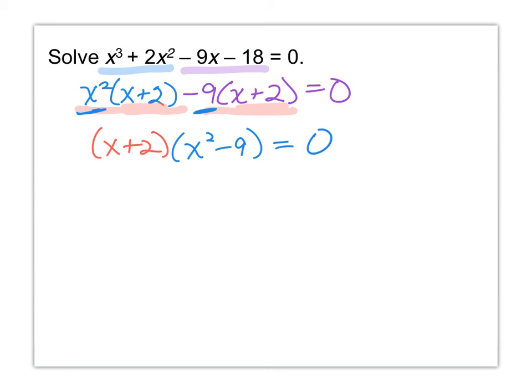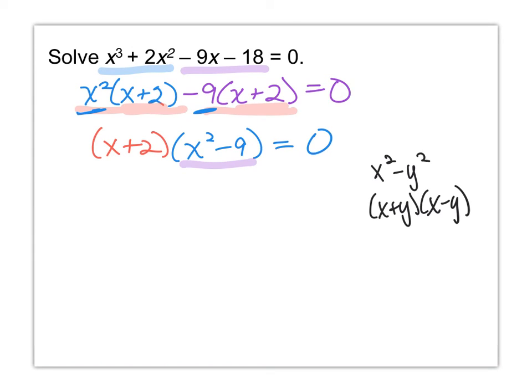Now notice that x squared minus 9 can be factored further. This is one of those special trinomials. Well, actually it's a binomial, but it can be written as a difference of 2 squares. Recall the formula for factoring x squared minus y squared. The factors are x plus y and x minus y.